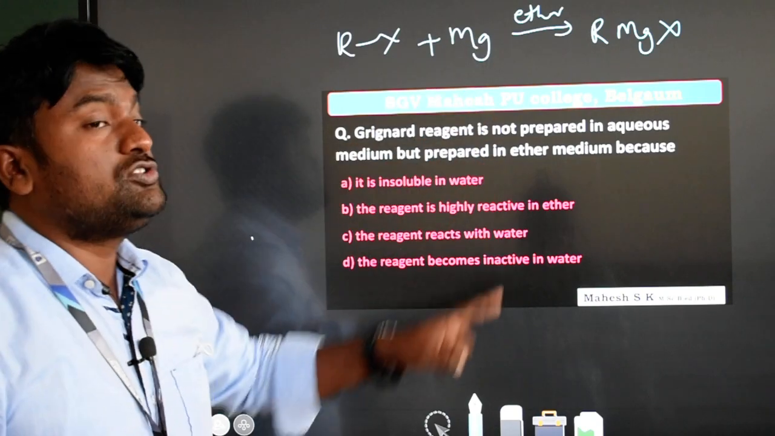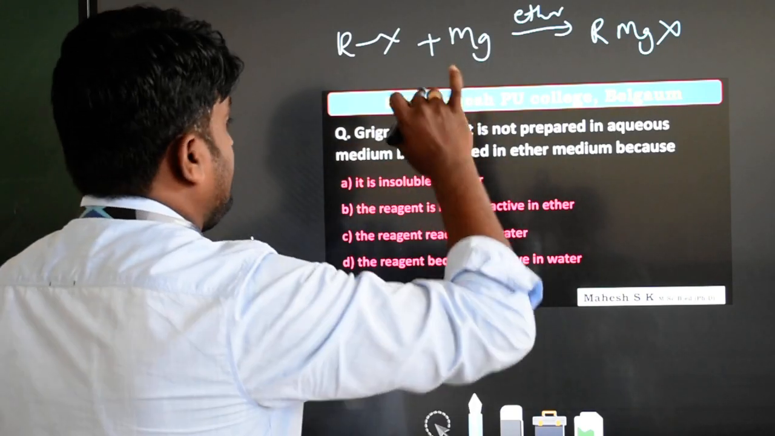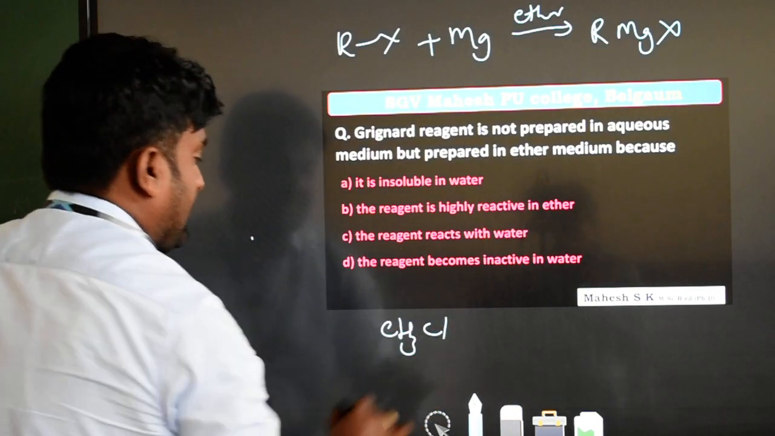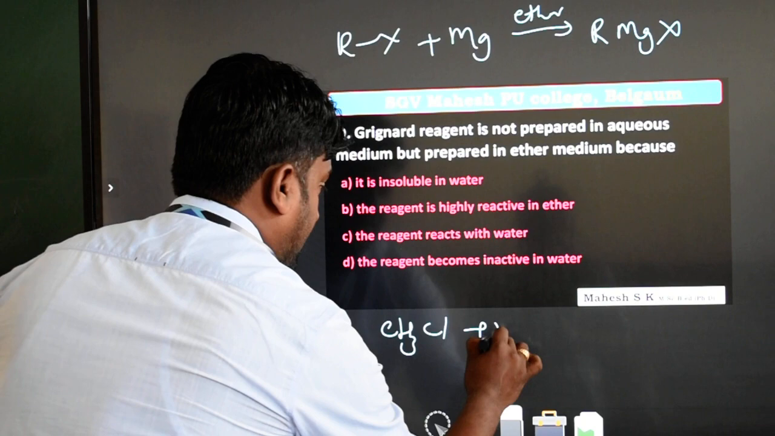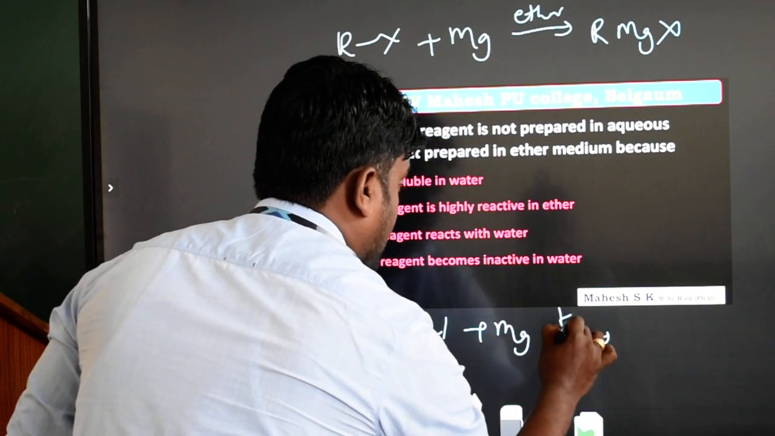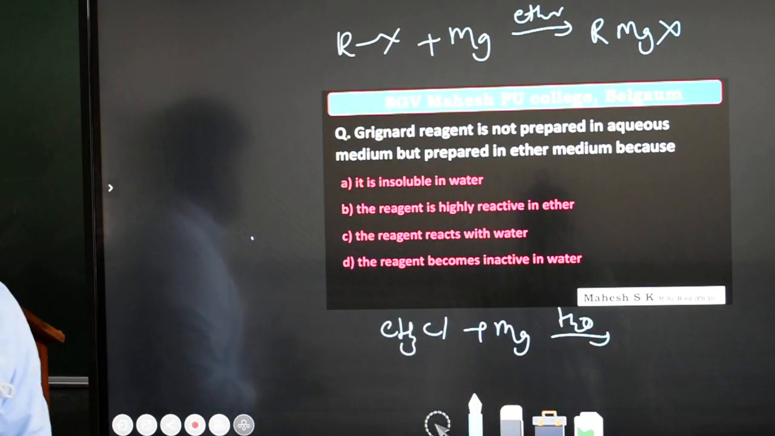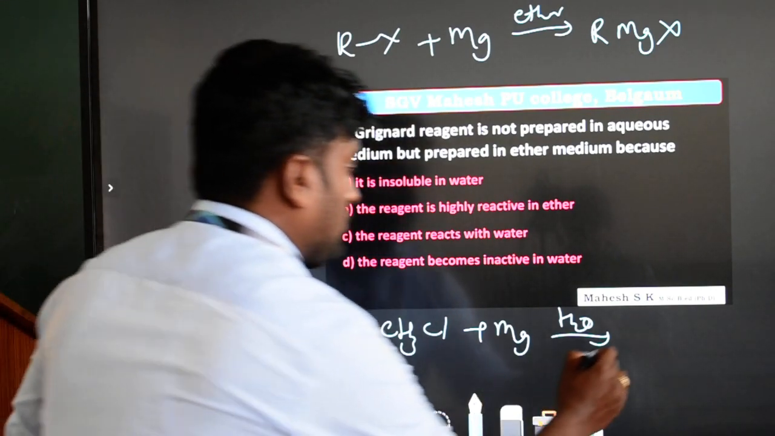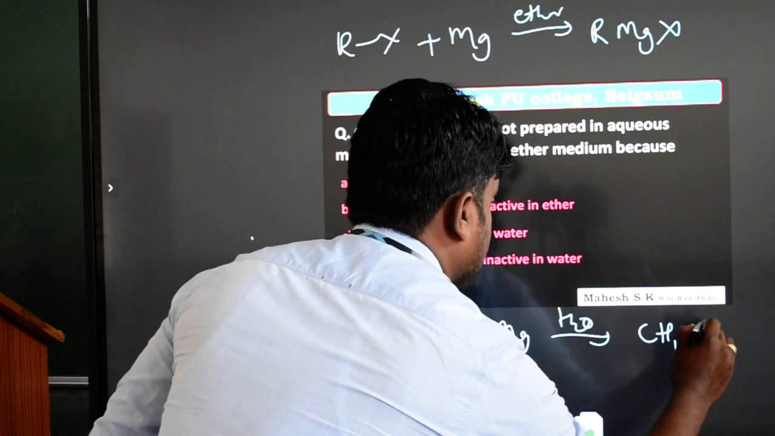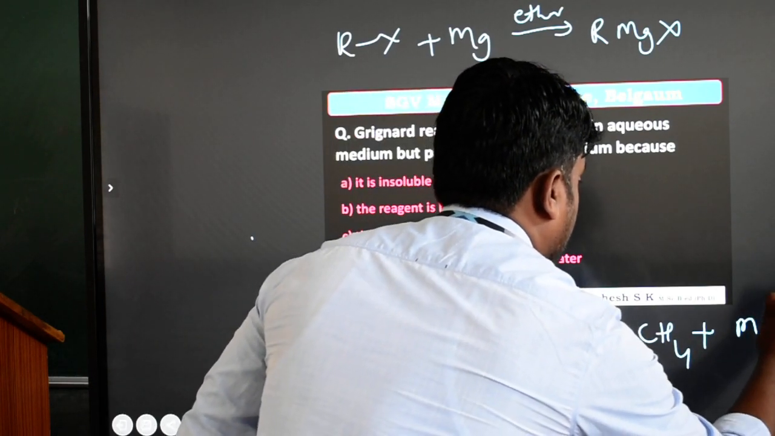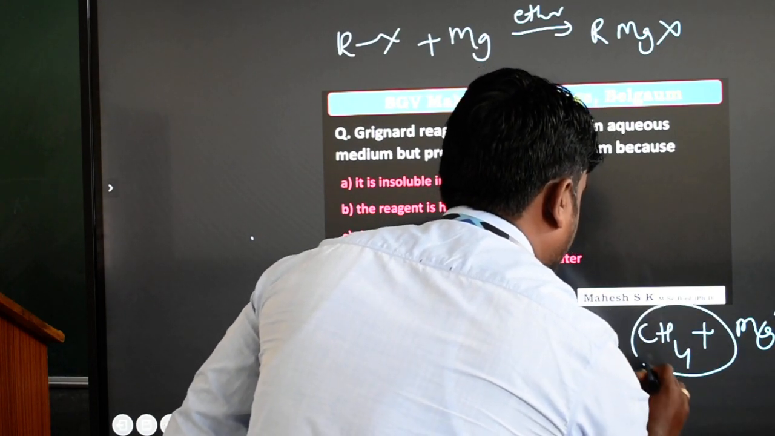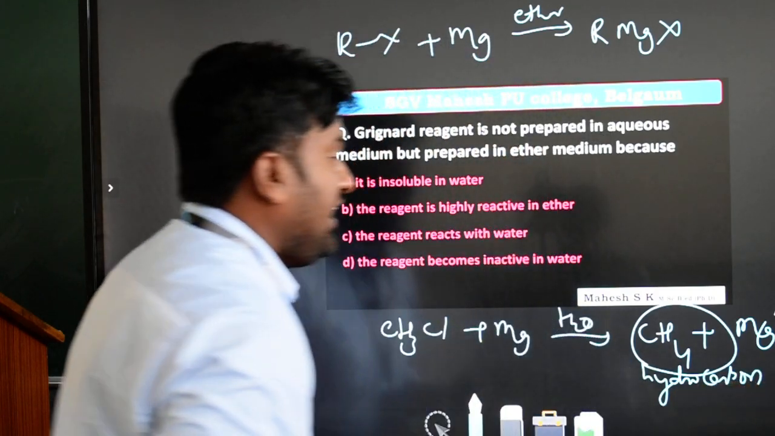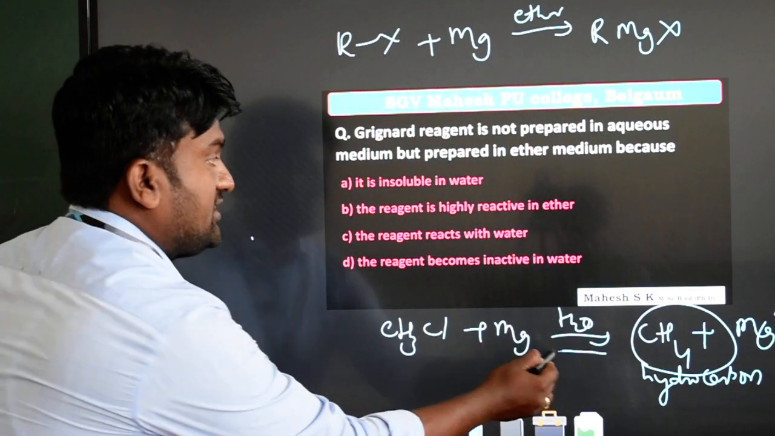Okay, but why can't we use water here? Because, here only I will write. If I take CH3Cl, an alkyl halide, and treat it with magnesium in the presence of water, water is amphoteric in nature. So it gives a hydrogen, and then it will convert into CH4, while magnesium with OH and X remains. So formation of a hydrocarbon takes place. That's why we are not using aqueous medium, that is water.